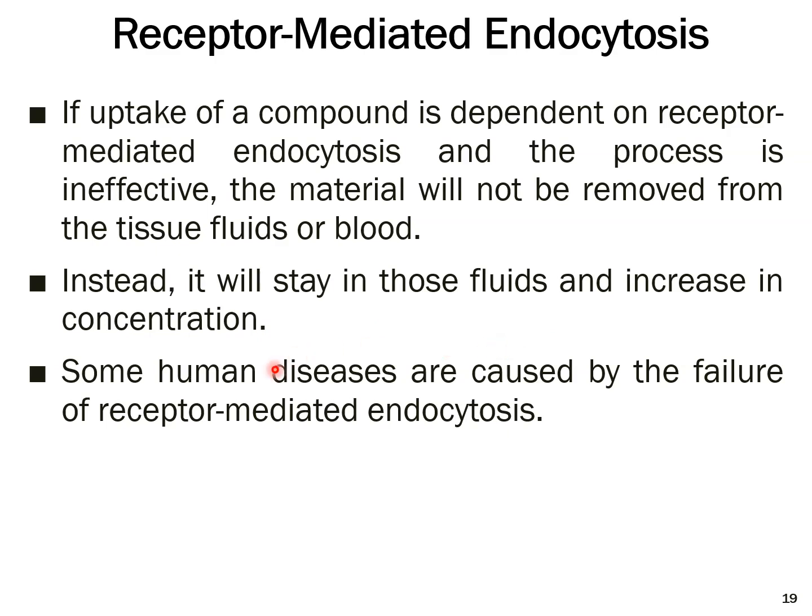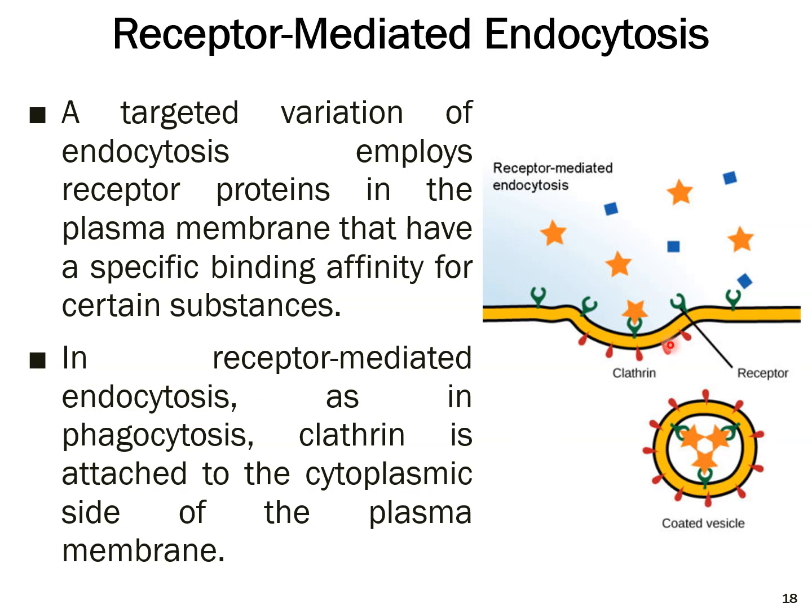And some human diseases are caused by the failure of receptor-mediated endocytosis. For example, the tissues or the cell has to release these substances outside the cell, and due to some malfunction, the receptor-mediated endocytosis cannot work properly. That will cause a disease, because the concentration of that substance will become higher and higher and it won't be transported outside.